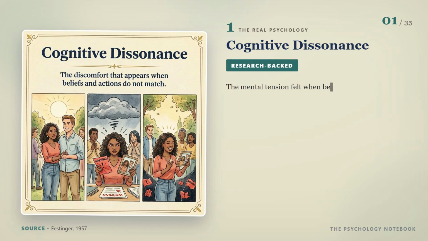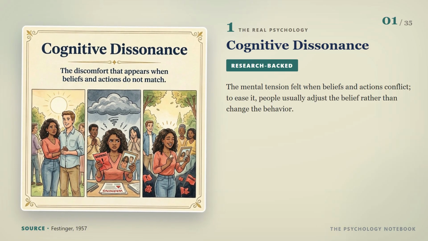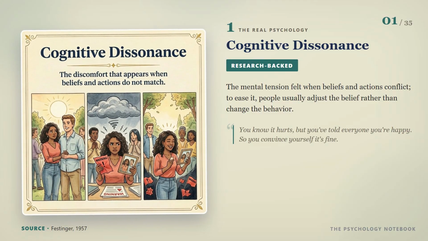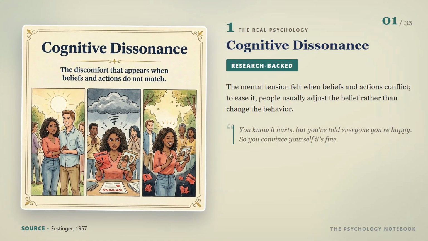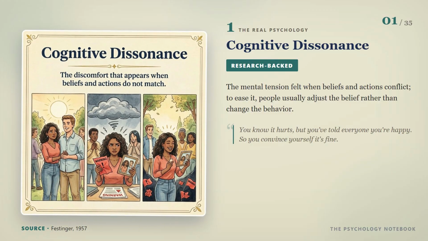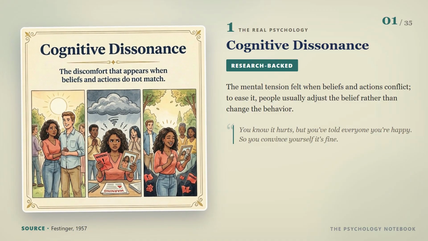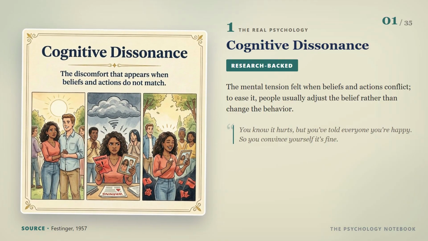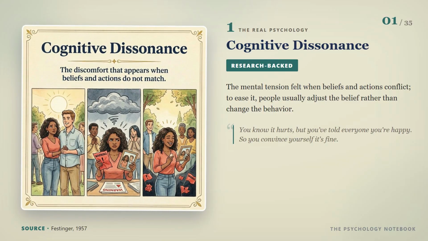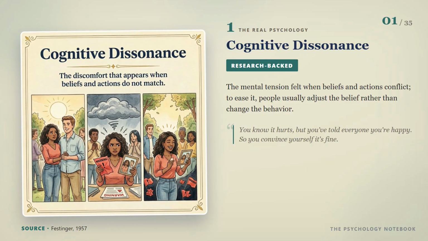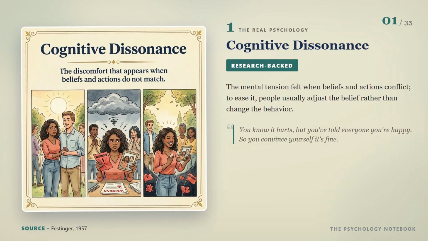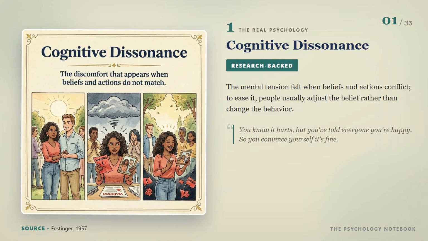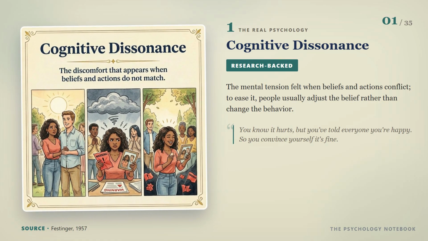1. Cognitive dissonance. Cognitive dissonance is the mental discomfort you feel when your beliefs and actions do not match. So for example, let's say you're in a relationship. Deep down, you know the relationship is hurting you, but you have told yourself and maybe everyone around you that you are happy. Admitting the truth would be painful, so you focus on the good days, excuse the bad ones, and convince yourself that maybe it is not that serious. That uncomfortable gap between what you know and what you are doing is cognitive dissonance.